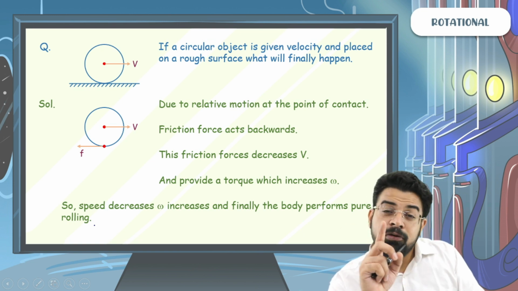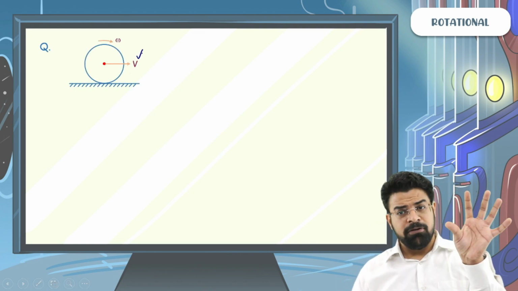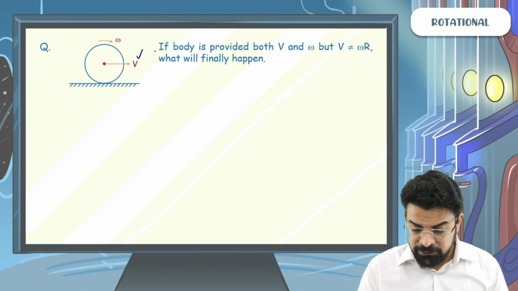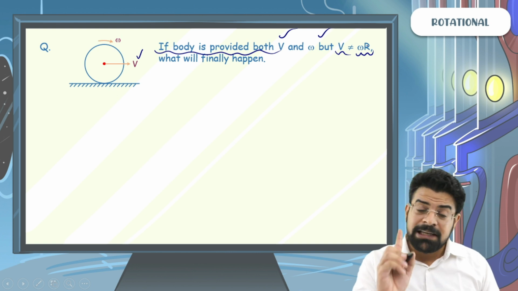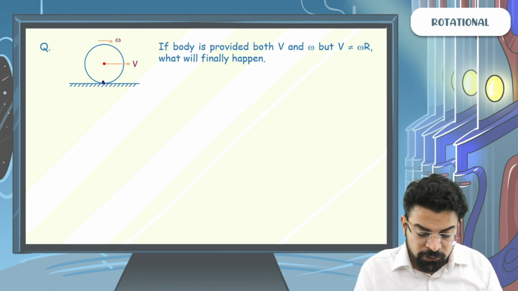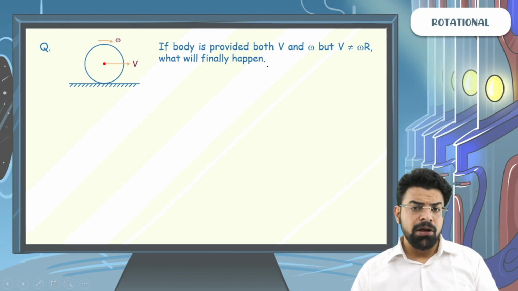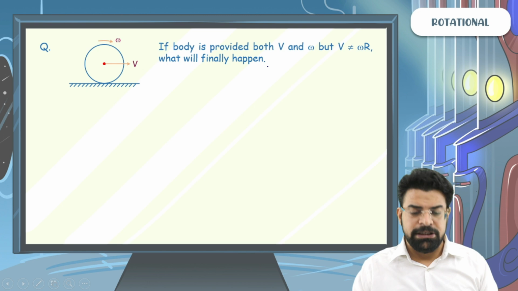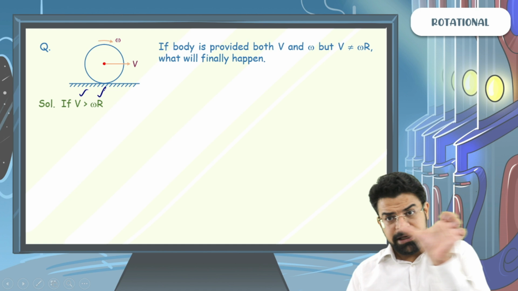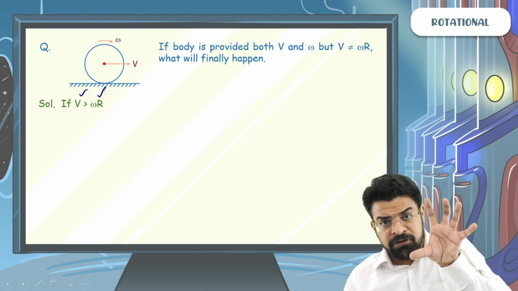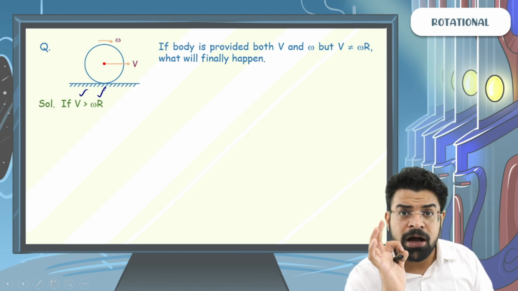Sir, what if you provide both velocity and omega? That's the third case. So if now the body has been provided velocity as well as omega, but v is not equal to omega r, it means that the body is not doing pure rolling. At the point of contact, the velocity is not zero. What will finally happen? Now here we have to consider two cases. The case number one, if v is greater than omega r. If the translational velocity you have given is more than omega r, then what happens?